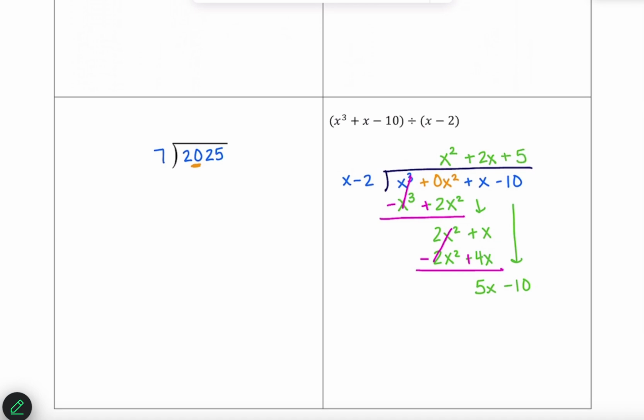Okay, so then we multiply. 5 times x is 5x. 5 times negative 2 is negative 10. And then I subtract one last time and see if we have any remainders. So that would be minus 5x minus negative 10, which turns it into a plus 10. And no remainders. 5x minus 5x, negative 10 plus 10, cancels out, and you have a remainder of 0. So x cubed plus x minus 10 divided by x minus 2 is just x squared plus 2x plus 5. So that is long division.